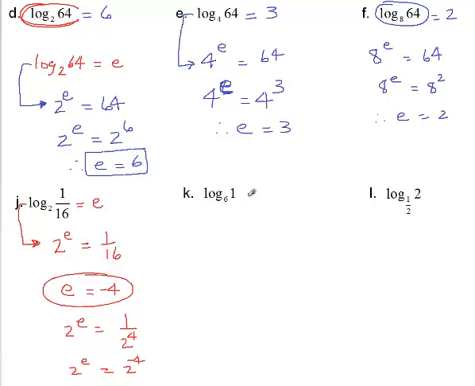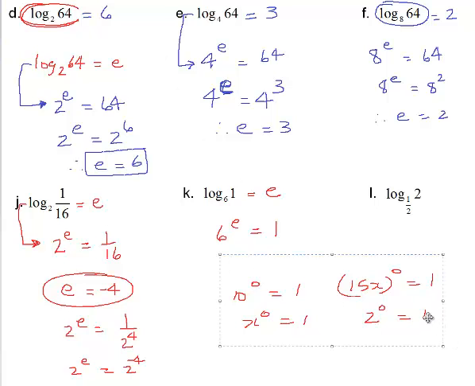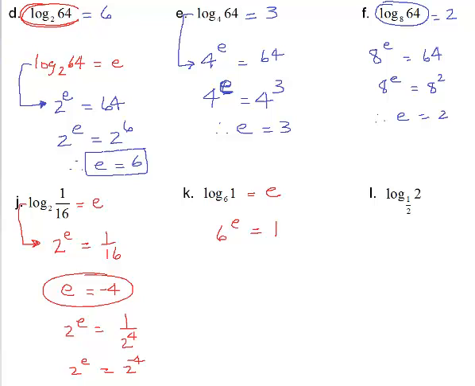Now again, this one is asking us, 6 raised to what power is equal to 1? When is the only time we get 1 when we're raising something to a power? Yeah, it's 0, exactly. 10 to the 0 is 1. X to the 0 is 1. 15x all in brackets to the 0 is 1. Anything raised to the power of 0 is 1. 2 to the 0 is 1, and so on. So we know that in order to get 1, 6 must be raised to the power of 0. So the answer to K is that the exponent must be 0.